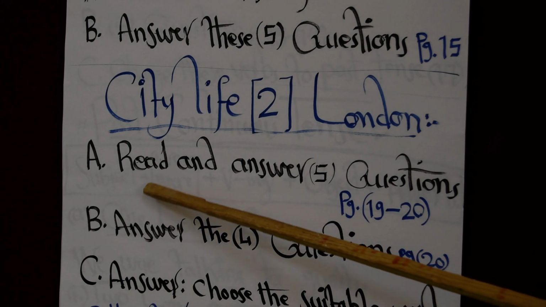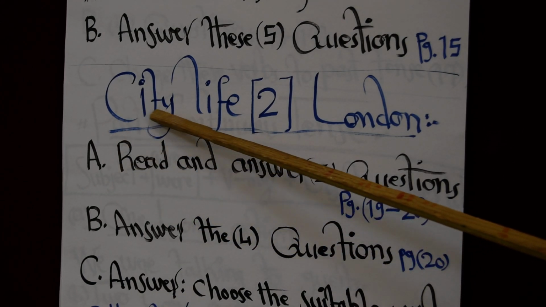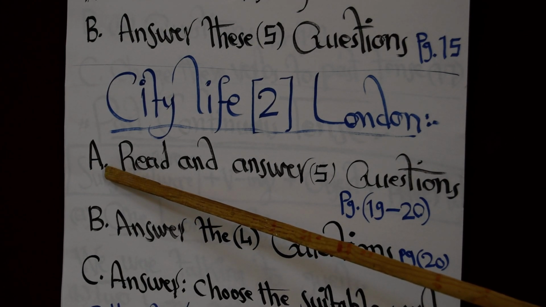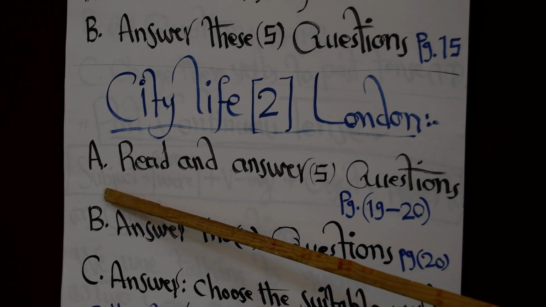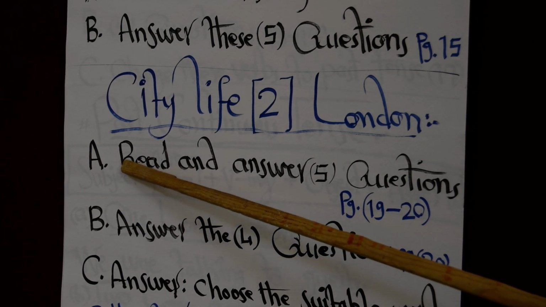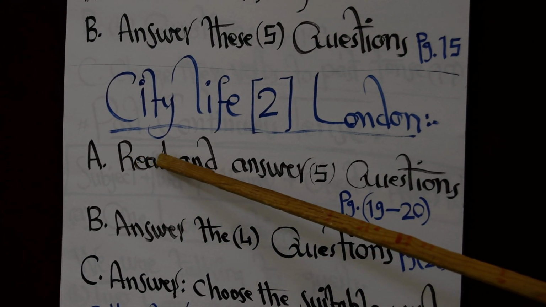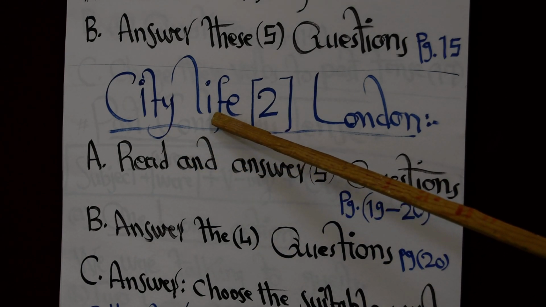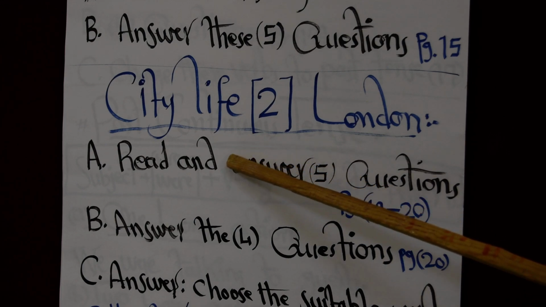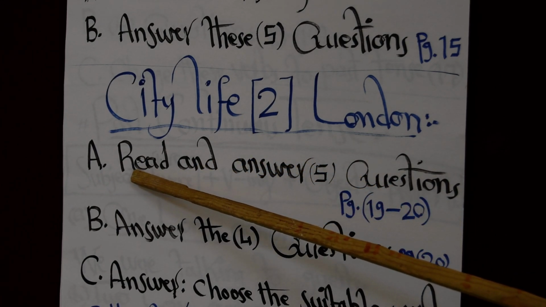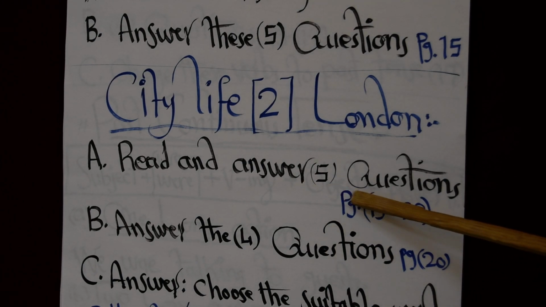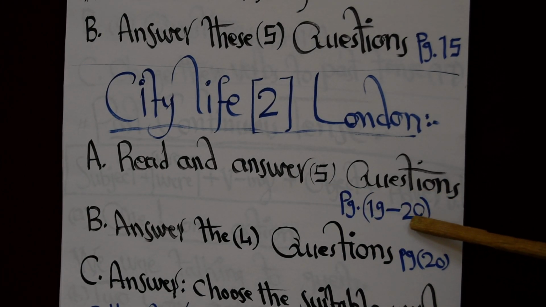But the first one, we have exercise A, already reading the passage. So when it comes to that passage, I have exercises A, B, C. But let us start with A. In A, read the passage, the topic of City Life 2, which is about London, the capital city of England. Read and answer those 5 questions.